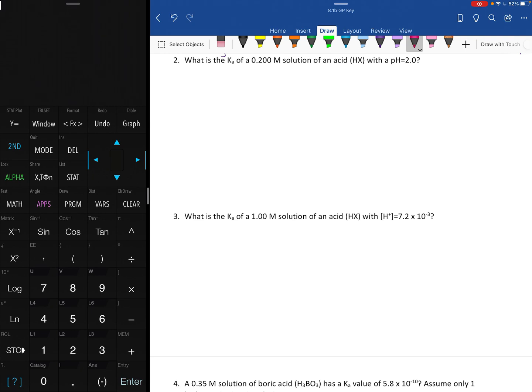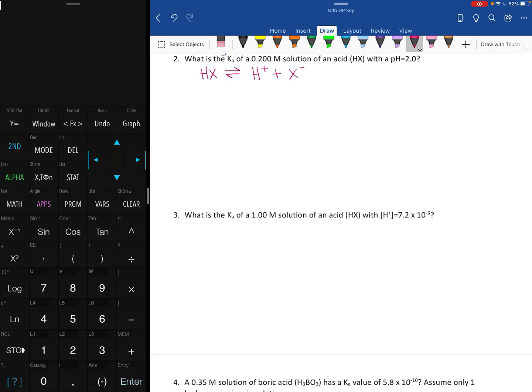I like to just write out my generic HX, H plus, X minus. Okay. And then I'm going to do I, C, E for initial, change, and equilibrium. And we know we are starting with this 0.2 molar solution, so I'm going to go ahead and put that value in. 0.200 molar, and that's going to go under the acid.